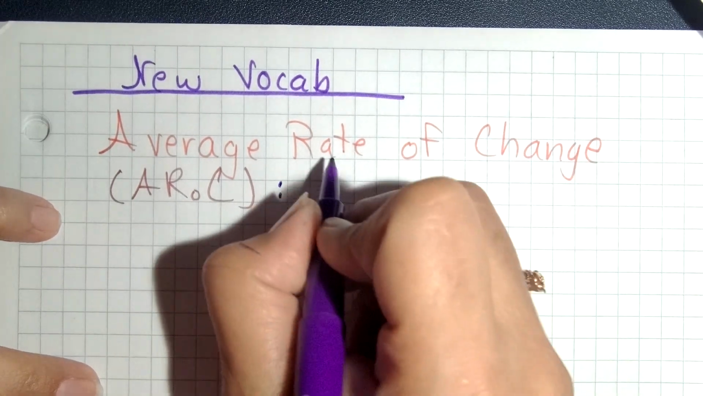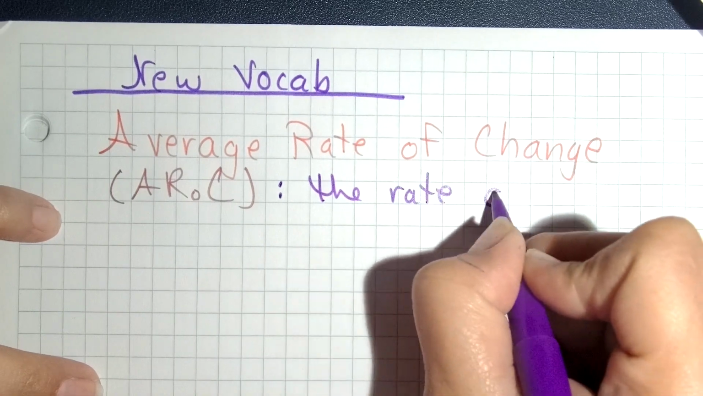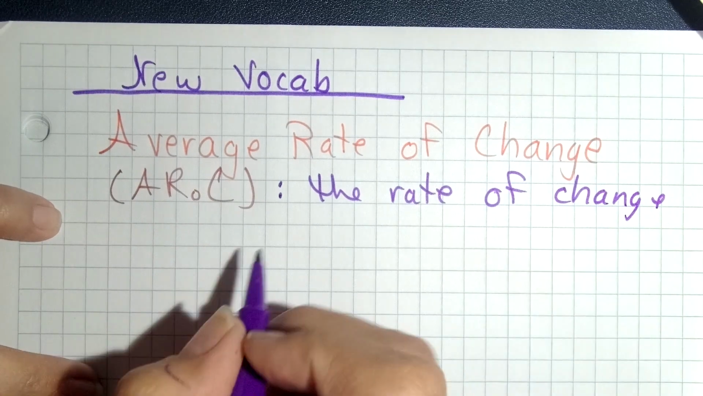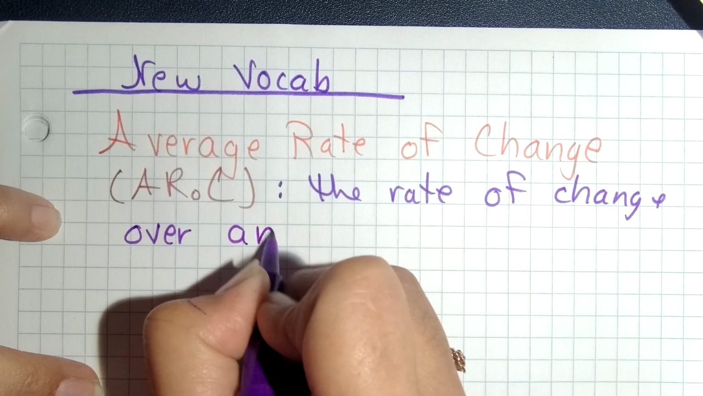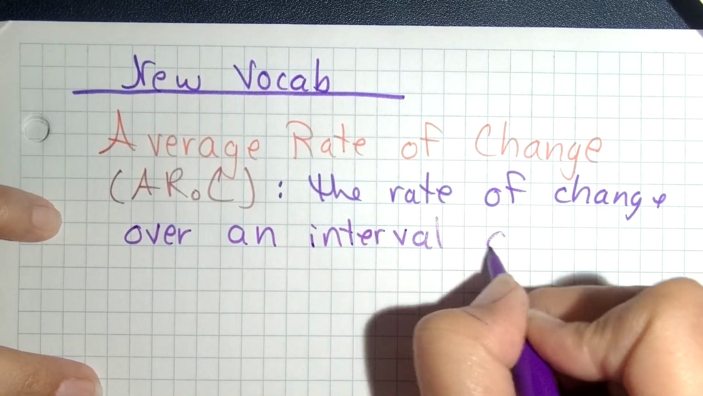The average rate of change is the rate of change over an interval on a curve.